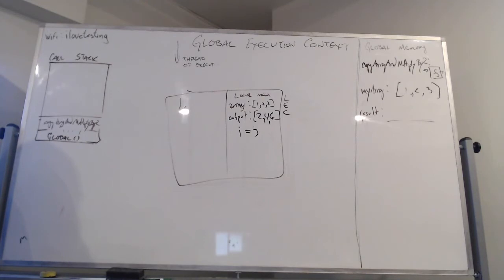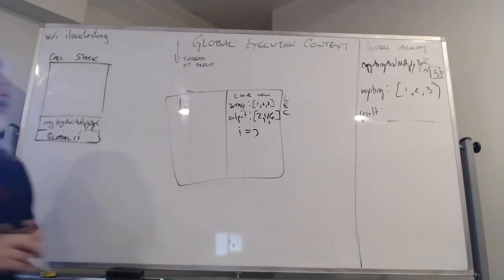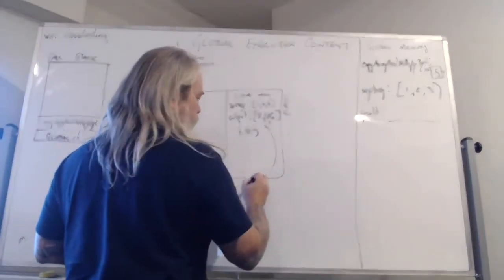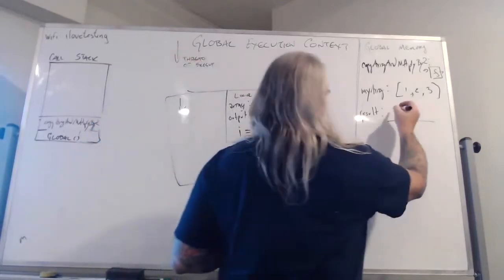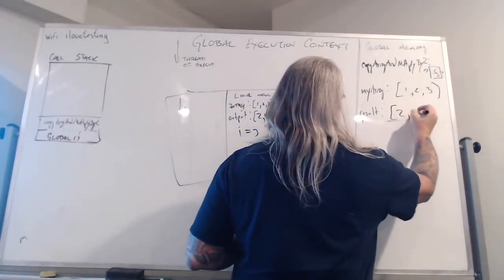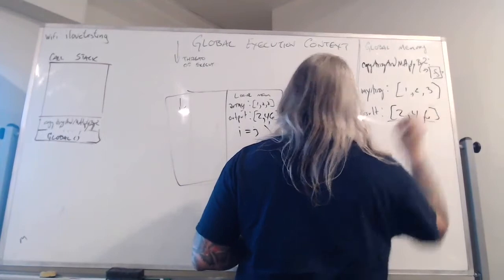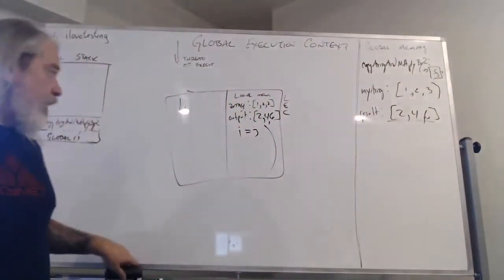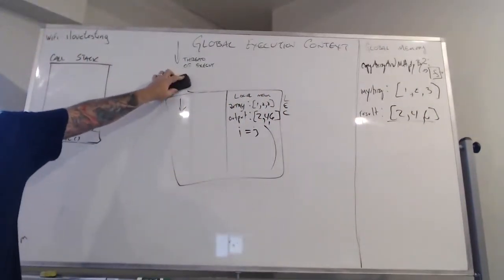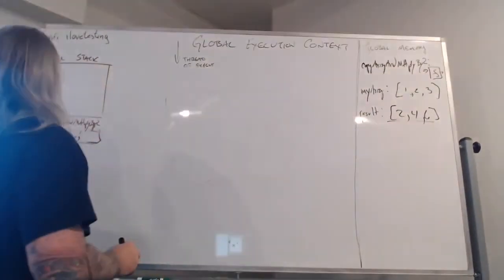And then where do we go from there, Anna? Result of this, 246. Boom. 246 gone and stored in result. Okay. What happens to our local execution context? Gone. We pop off the stack.